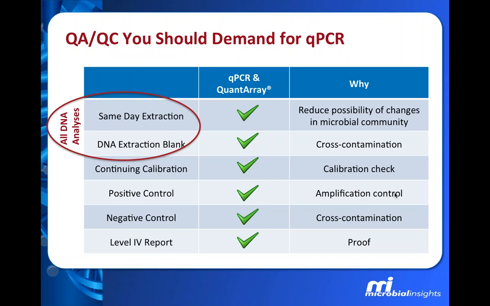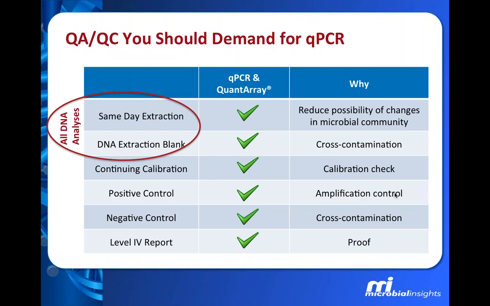So for qPCR and QuantArray, these extraction blanks need to be analyzed every time. It's not enough just to do them. A positive control should be run on every plate. This serves as a PCR amplification control and a continuing calibration check. Also on each plate, a negative control should be run for cross-contamination. If the target comes up in the negative control on that qPCR plate, then the results are suspect and you can't use them. And finally, you should be able to get proof of your data quality.